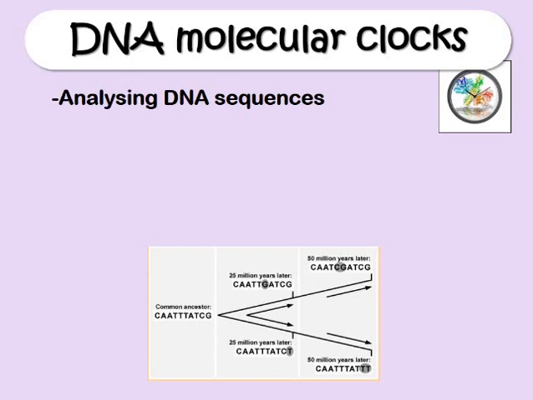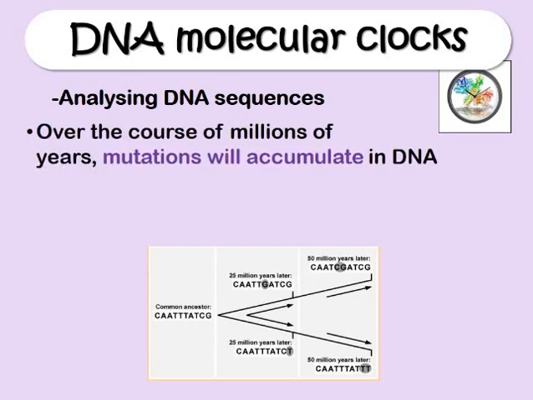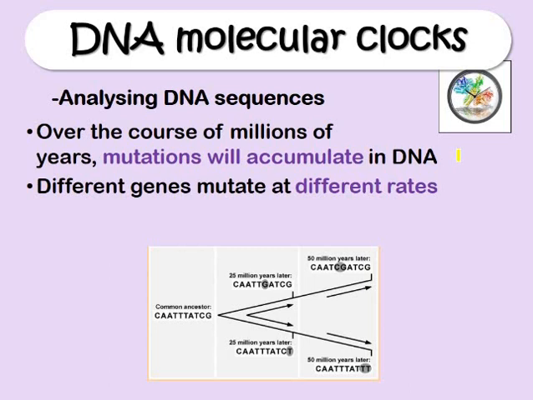Final bit of genomics is DNA molecular clocks. Now you can actually analyze DNA sequences to try to figure out how long ago we had a common ancestor with different organisms. Now we know that over the course of millions of years, mutations accumulate in DNA and different genes mutate at different rates, which are actually quite reliable. So we're going to look at a specific example here.